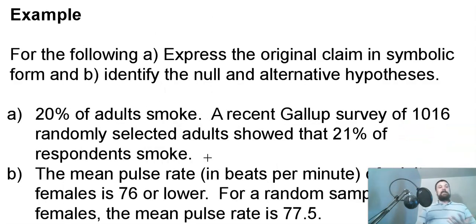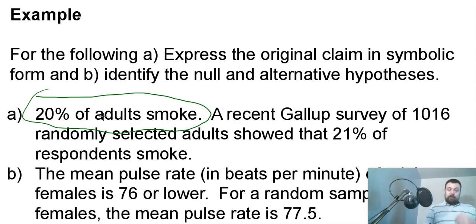All right, so let's practice setting up the claim and the hypotheses. That's what these examples are for. Part A: 20% of adults smoke. Now they go on to give some further information, but for stating the claim and for setting up the hypotheses, we don't need the sample data. We just need this statement here. This is the claim that's being made: 20% of adults smoke.